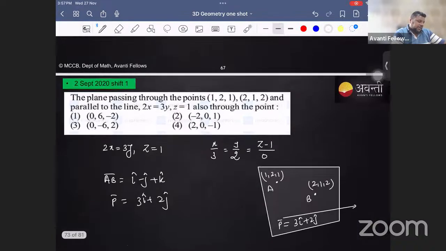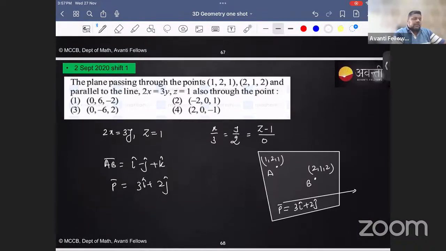Now the options are: passing through which of the following points. You just make it pass through the point and get your answer. Got it?